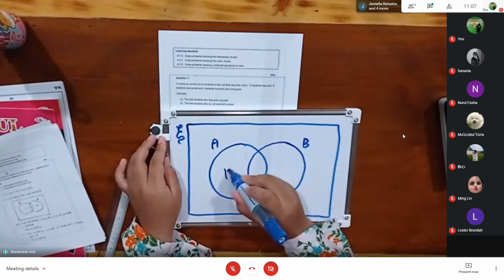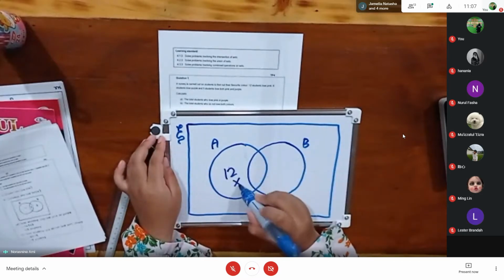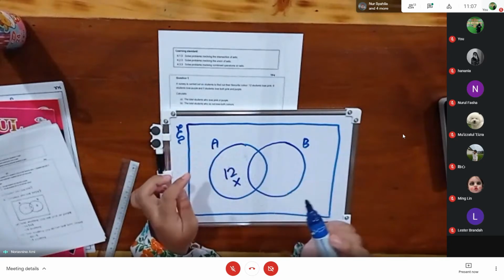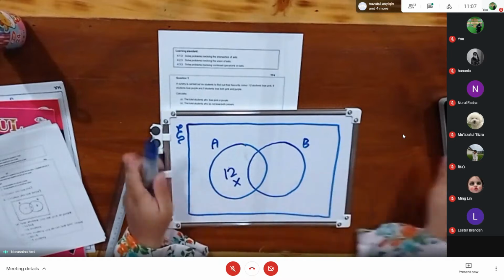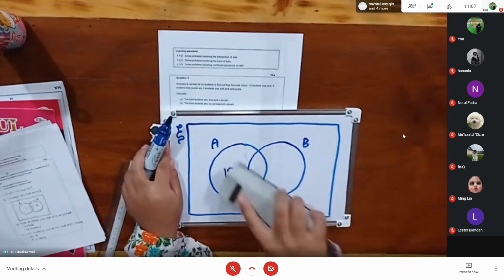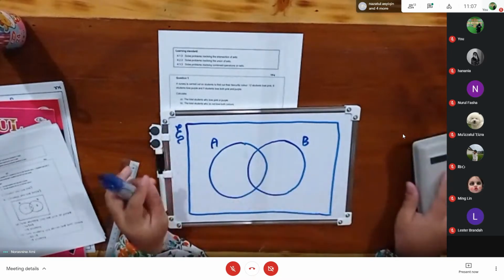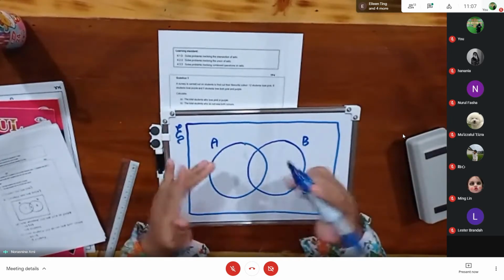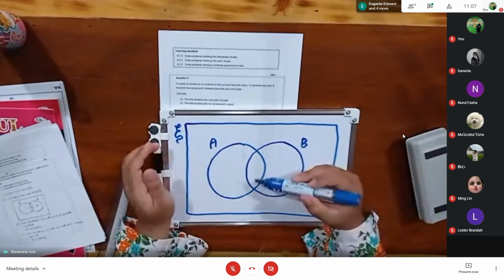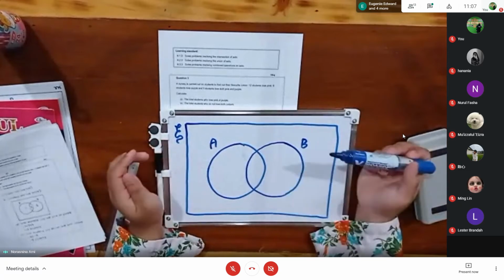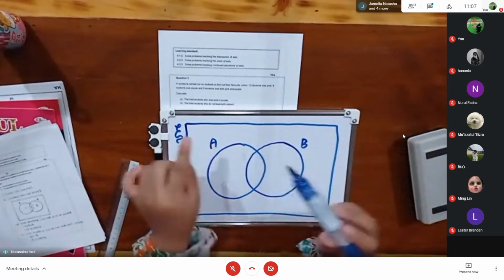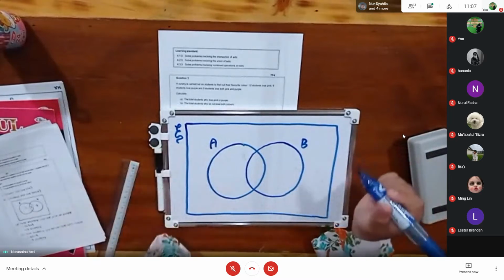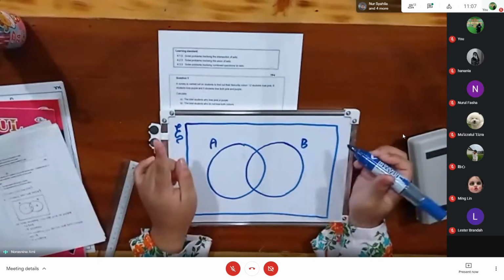That's why we cannot put 12 here. This is wrong because it represents all this circle, involving this intersection area. We need to determine who like pink only, who like purple only. So that's why we label the intersection part first. The intersection part is 5 because there are 5 students who love both pink and purple.